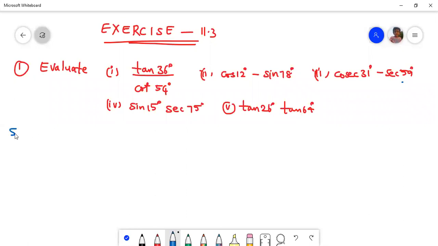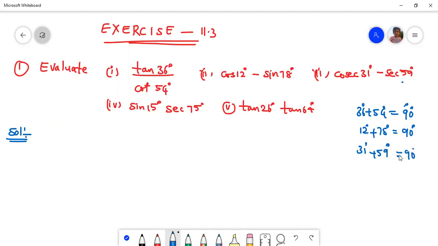First, in this problem I am giving a clue for you, just to make it easy to understand. Just observe the degrees. 36 plus 54, how much? It is 90 degrees. 12 degrees plus 78 degrees, how much? 90 degrees. 31 degrees plus 59 degrees, how much? 90 degrees. 15 degrees plus 75 degrees, how much? 90 degrees. 26 degrees plus 64 degrees, how much? 90 degrees. This is the clue, and you can use the formula.